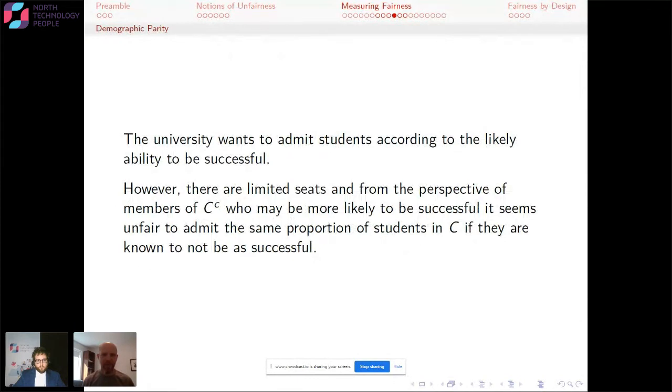And we'll walk through them through an example. So the university wants to admit students, and they want to admit them according to their ability to be successful, ultimately. But we have a limited number of seats. So from the perspective of members of the non-protected group, C complement, who are likely to succeed, if we enforce this restriction based on people who are applying, we're going to lose a lot of utility.